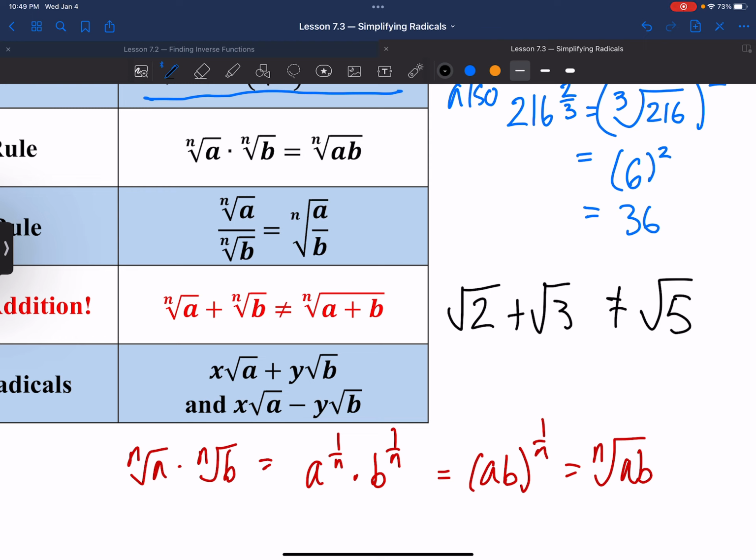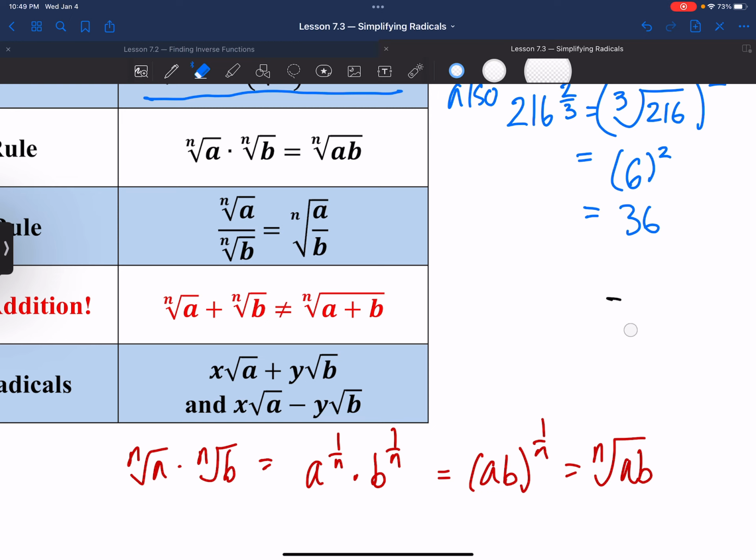You can multiply them. It's true to multiply. I can say square root of 2 times square root of 3 is square root of 6. That is true. But the addition property, that does not work. And it doesn't work for the same reason it doesn't work for exponents, okay? When you have x squared plus x cubed, those aren't like terms. You can't combine those, right? So there is no addition property. Just be careful of that, okay? Be on the lookout for that. You don't want to make that mistake.